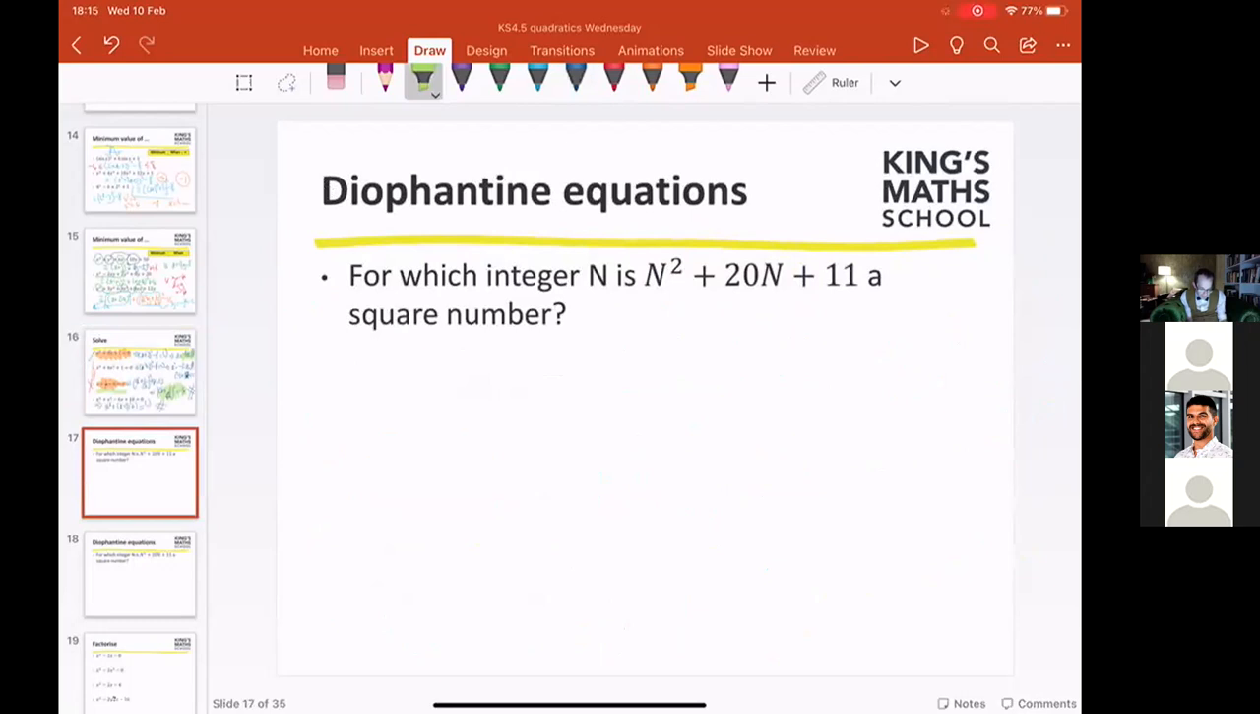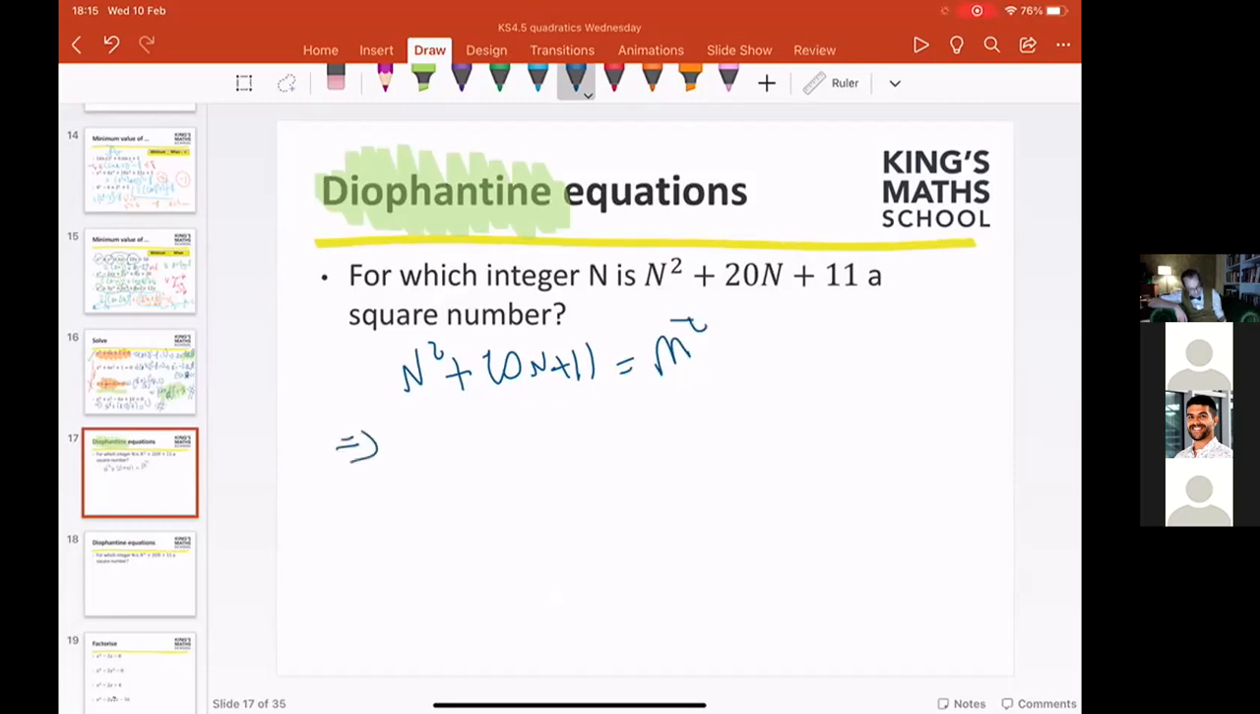I'm a big fan of Diophantine equations. Diophantine equations, as you may recall from your own education, are equations which have whole number solutions, which have integer solutions. That's what we're looking for, integer solutions. So I'm looking here for an integer n, such that n squared plus 20n plus 11 equals another integer m squared. So what should I do?